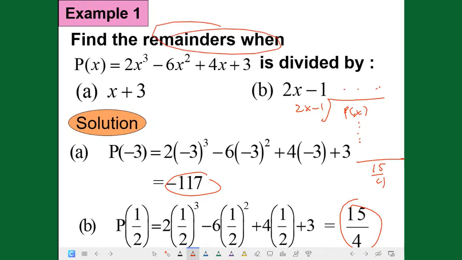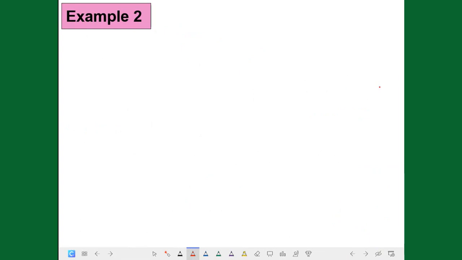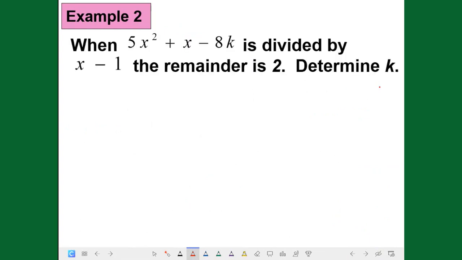So we use the remainder theorem, which is better than using long division. But sometimes you still need to use long division. So when this polynomial, which has some unknown k, is divided by the divisor x minus 1.